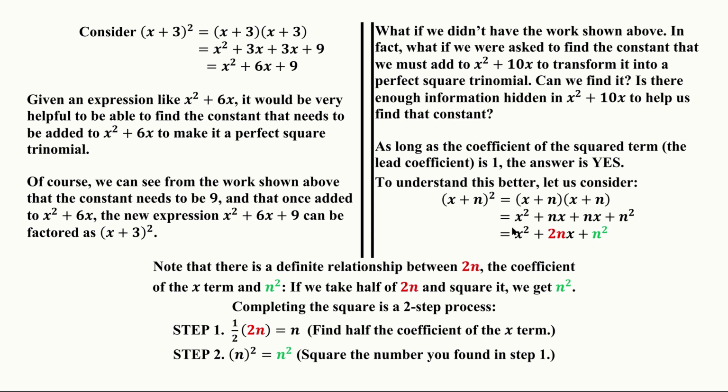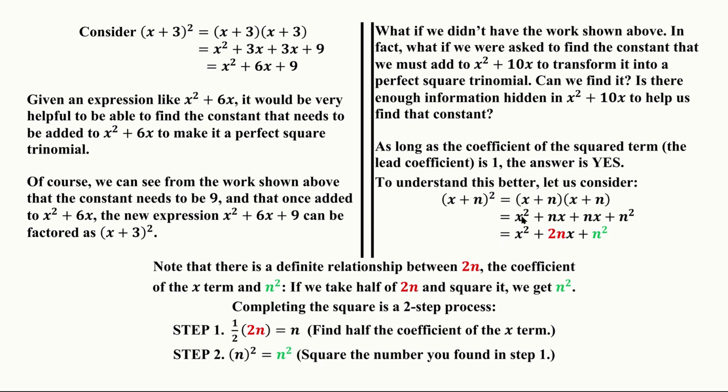So now if I look at x squared plus 2nx, is there any way I can come up with that last term if I didn't know it? Well, think about it. Very simple, right? Take that 2n and take 1/2 of it. In other words, divide it by 2 or multiply it by 1/2, and what do you get? What's 1/2 times 2n? That's n, right? Now all you've got to do to get this last term is to square it. So square the number you found in step 1. So, a two-step process for completing the square.